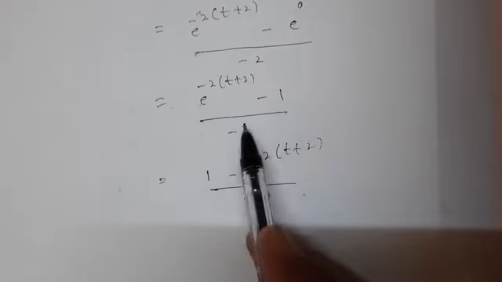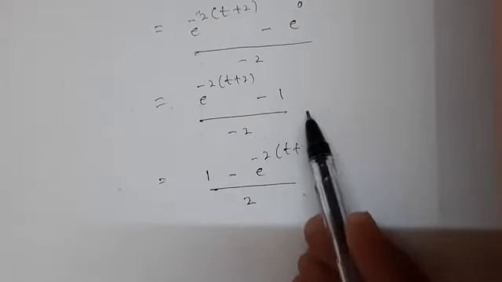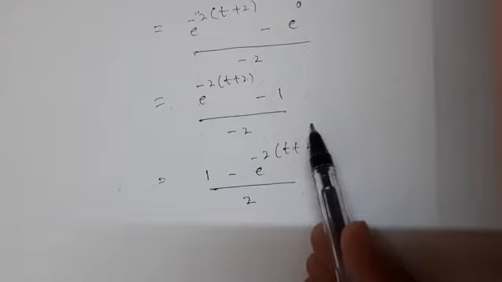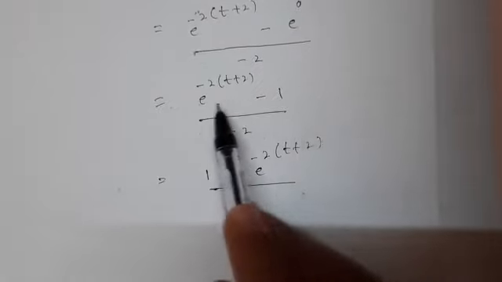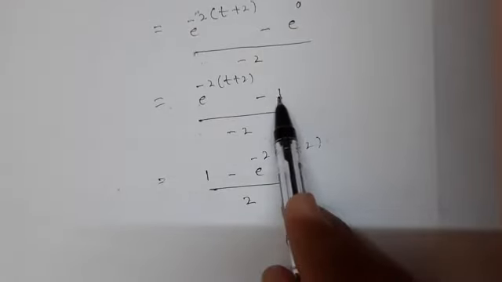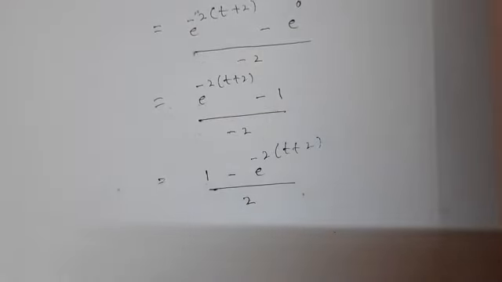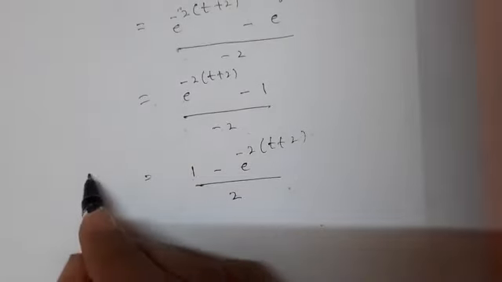Or just multiply and divide by minus 1. So when you multiply by minus 1 and divide by minus 1, minus 1 into minus 2 is 2. Minus 1 into this minus sign gives plus. That's it. So this is your y of t.